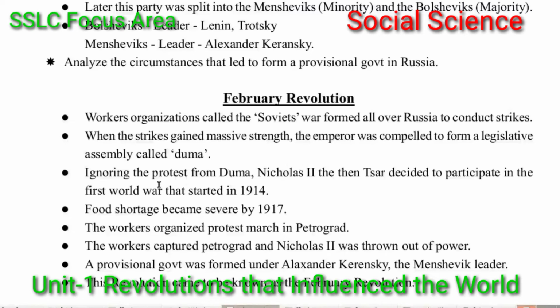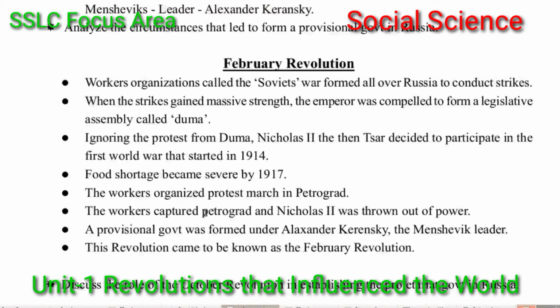Ignoring the protest from the Duma, Nicholas II, the then Tsar, decided to participate in the First World War that started in 1914. The result was that food shortage became severe by 1917. The workers organized a protest march in Petrograd. The workers captured Petrograd and Nicholas II was thrown out of power. A provisional government was formed under Alexander Kerensky, the Menshevik leader. The revolution came to be known as the February Revolution. These are the events of the February Revolution.